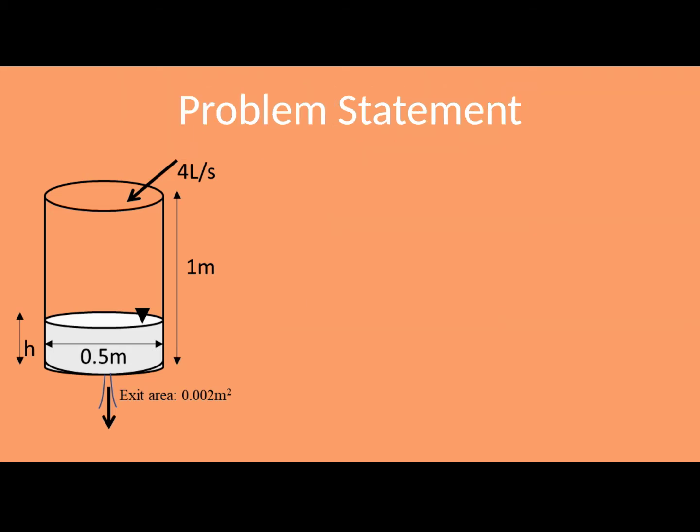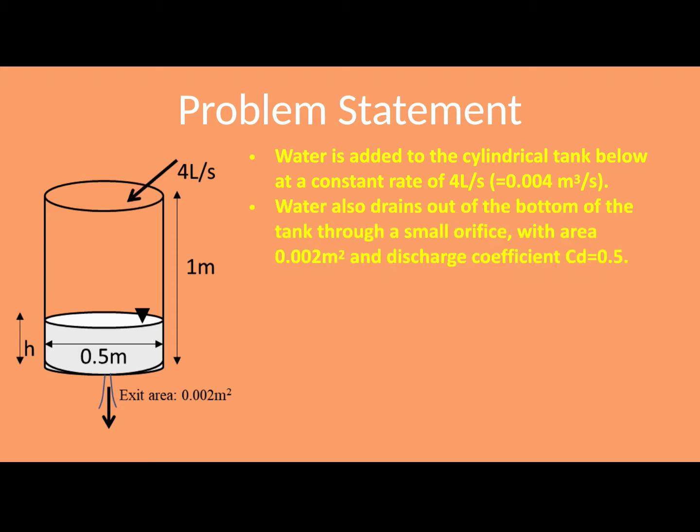The problem statement that we have is the following. Water is added to the cylindrical tank below, or to the left, at a constant rate of 4 liters per second. And while it's filling, it's also draining out the bottom here. And we're given some parameters related to the exit area and also the discharge coefficient of that exit. Initially, we are told that the water is 20 centimeters deep in the tank. So the H initially is 20 centimeters.